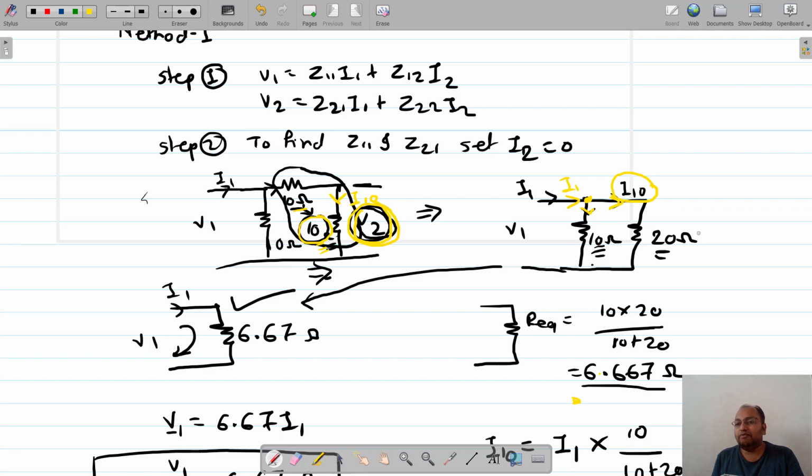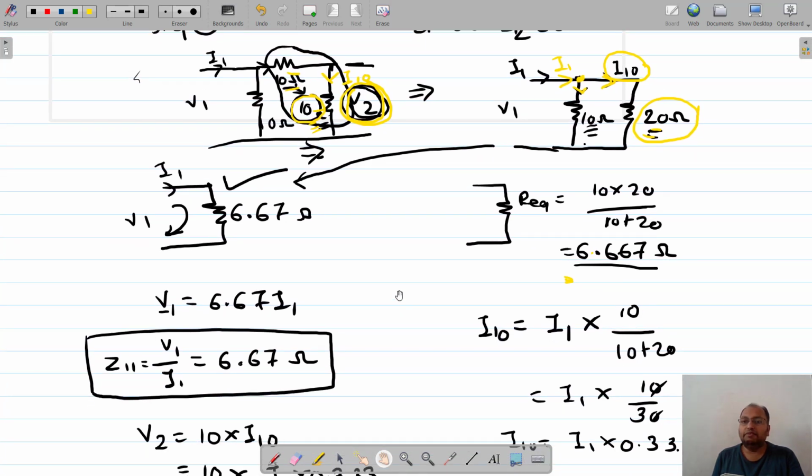So that's why we have found out the current flowing through this particular 10 ohm and this 10 ohm resistor, and the series combination results in 20 ohm, right? Because of that, we have applied the current division rule. So what is the current division rule? Let us say we are interested to find the current flowing through this particular 20 ohm resistor.